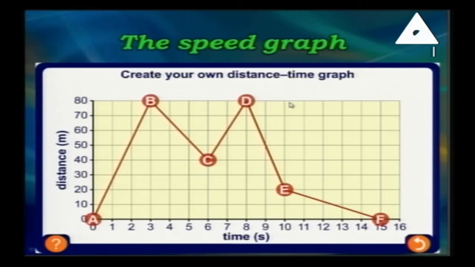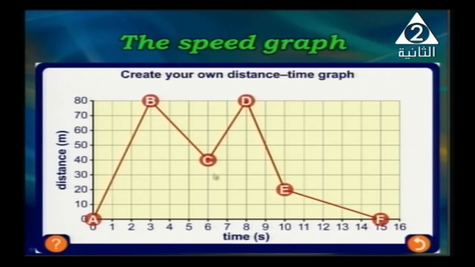So it's called non-uniform speed. Non-uniform speed is different speed, different distance in different periods of time or different time intervals. That's represented by this graph. For example, we have here, this is 80, at point B. We have 80 meters covered in 3 seconds.